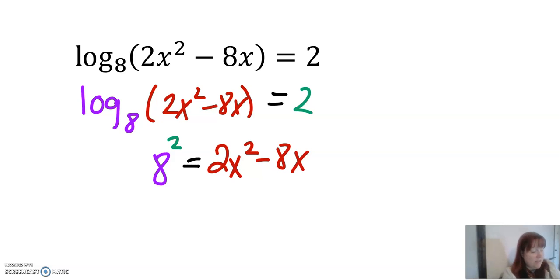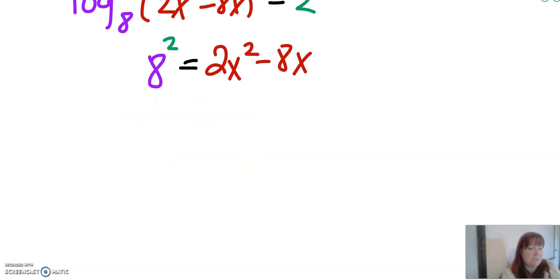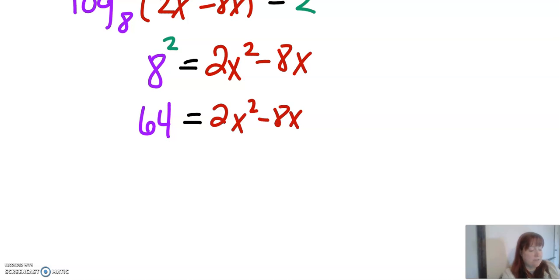Okay, and now again, this is a quadratic because a quadratic is anything that has x squared in it. So that gives us 64 equals 2x squared minus 8x. And again, we need to get everything onto one side because it's a quadratic. So we're going to subtract 64 from both sides, and we're going to get 0 equals 2x squared minus 8x minus 64.